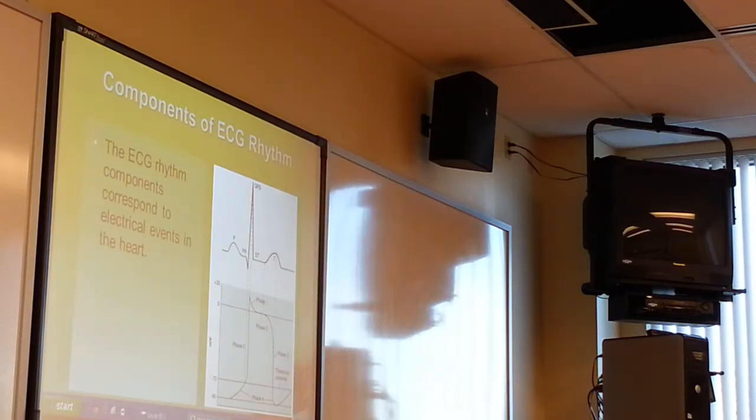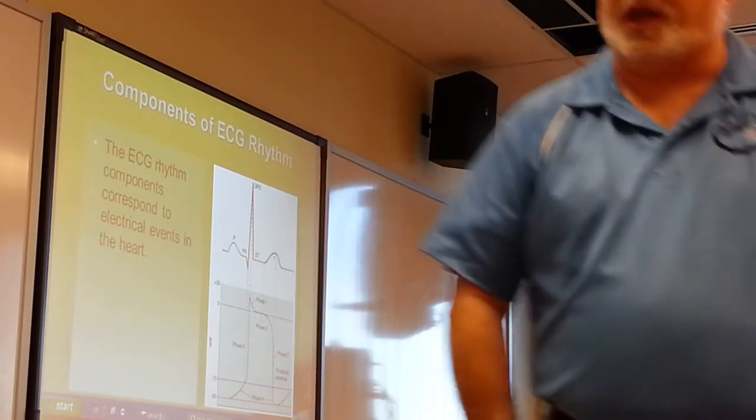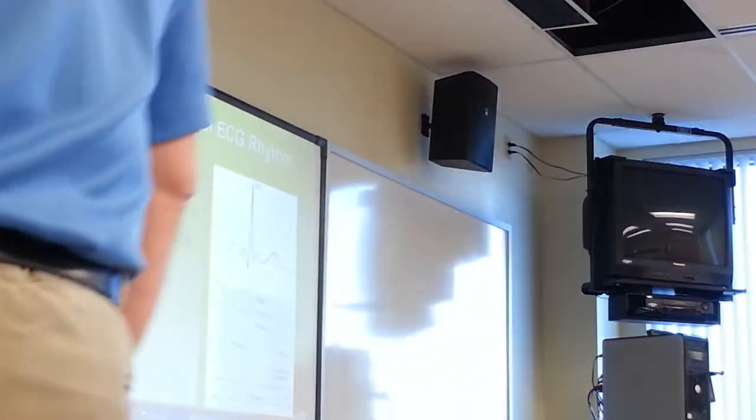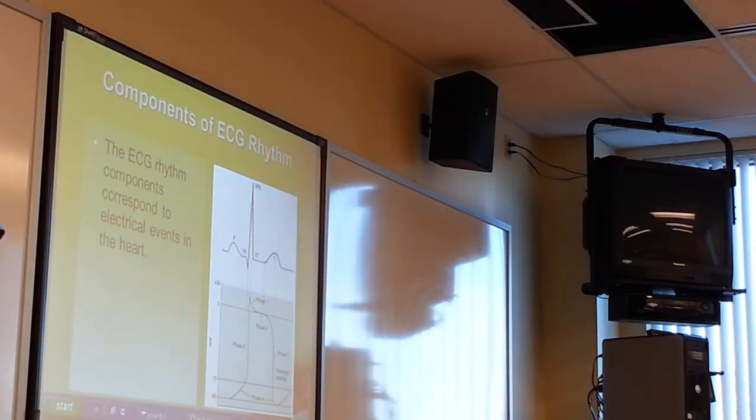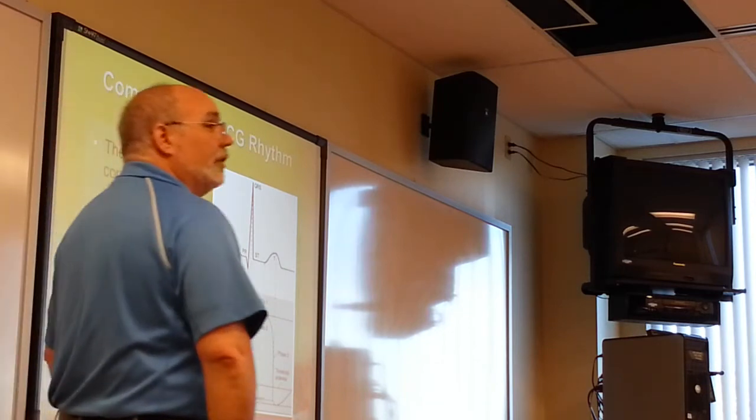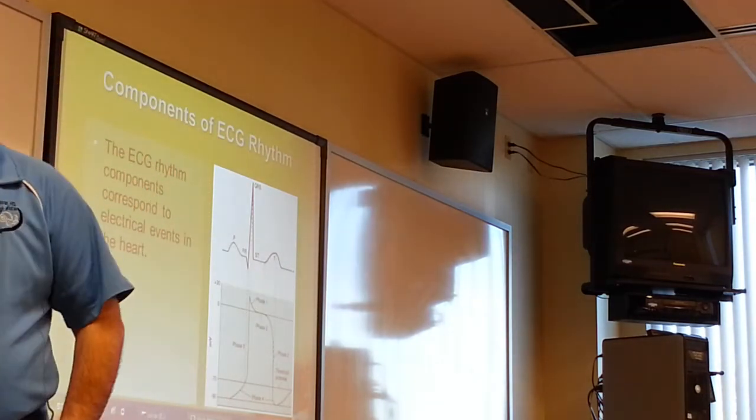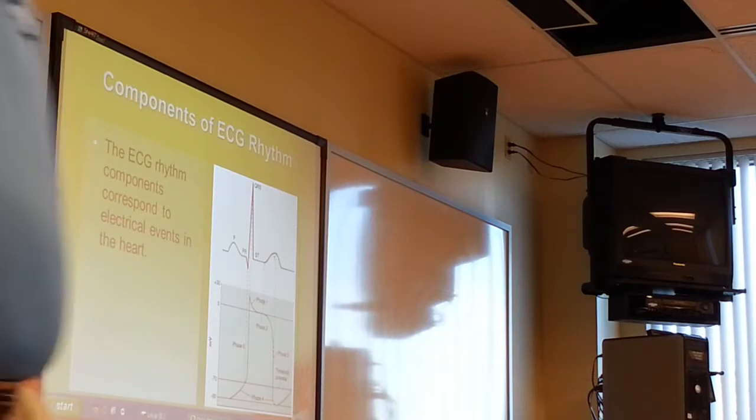The EKG rhythm corresponds to all electrical events in the heart. Okay, so the P represents what in the heart? Atrial depolarization, right? So the atria depolarize, then what happens? It sends a signal from the SA to the AV. Okay, and then what happens? Walk me through it. Then the ventricle depolarizes.